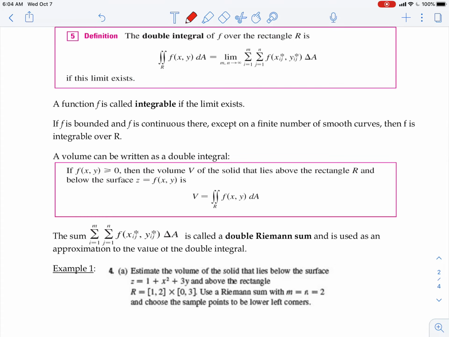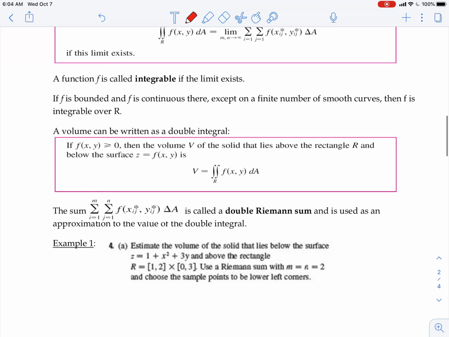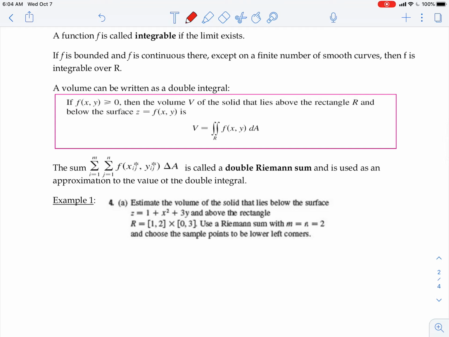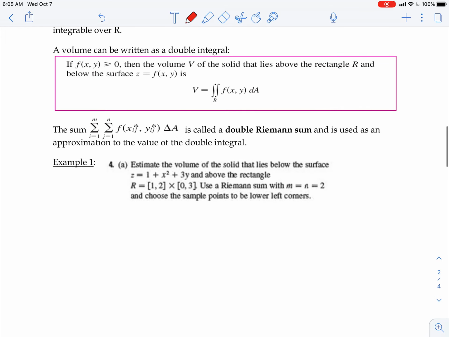A function f is called integrable if the limit exists. If f is bounded and f is continuous there, except on a finite number of smooth curves, then f is integrable over R. And a volume can be written as a double integral. And so hopefully none of that is going to be confusing. So now we're just going to go ahead and do a few examples, and that's going to be it for today. So again, today's going to be really short.